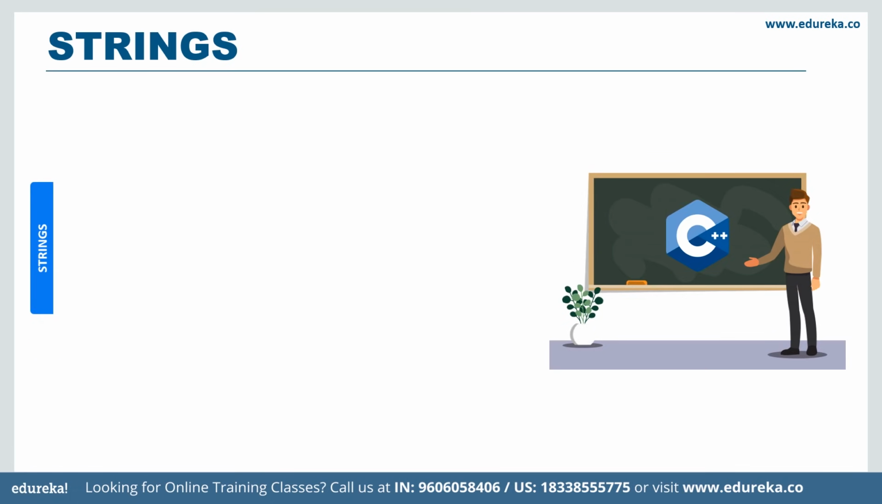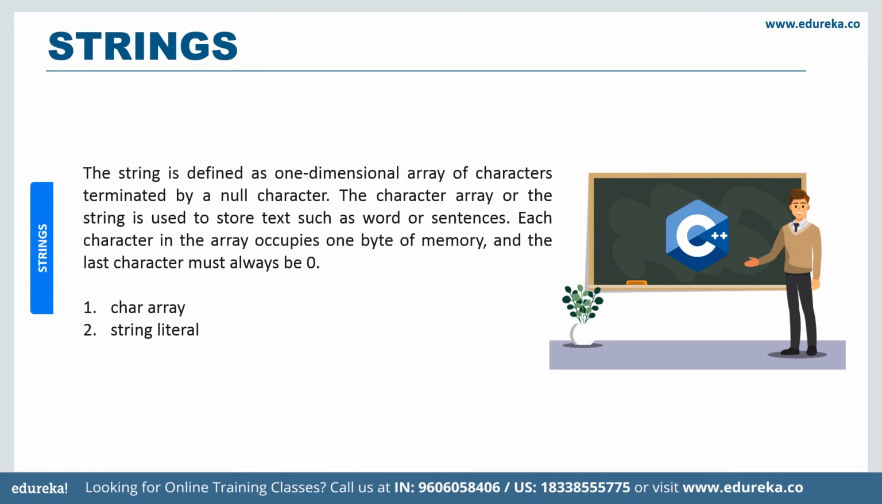So what are strings? A string is defined as a one-dimensional array of characters terminated by a null character. The character array or the string is used to store text such as words or sentences. Each character in the array occupies 1 byte of memory and the last character must always be 0. We have 2 types of strings, which are char array and string literal. Now let us execute an example to understand strings.